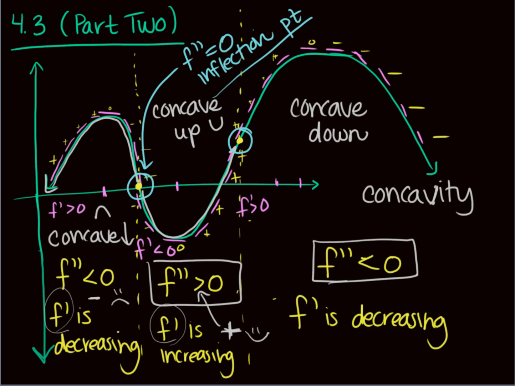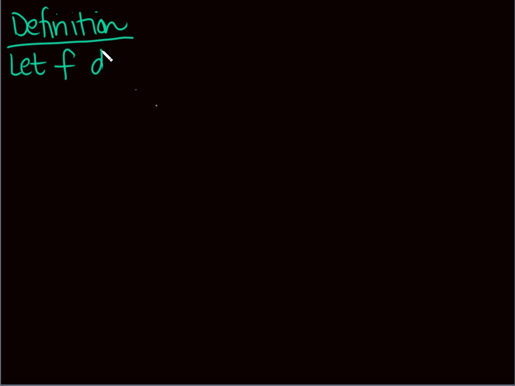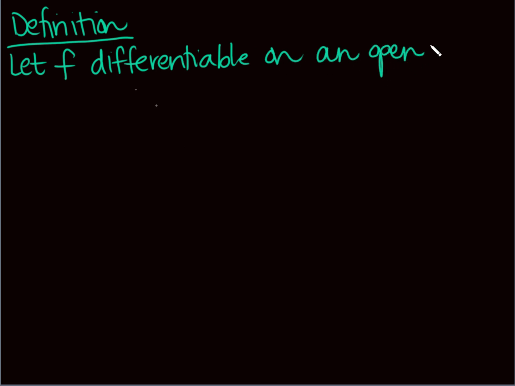So let's put this all together, because that was a little bit convoluted, but I hope you liked it. Let's look at the definition. A couple of things we need to have. We're taking derivatives, so let's make sure we can actually do that. Let f be differentiable on an open interval I. Here's how we're going to define this stuff.